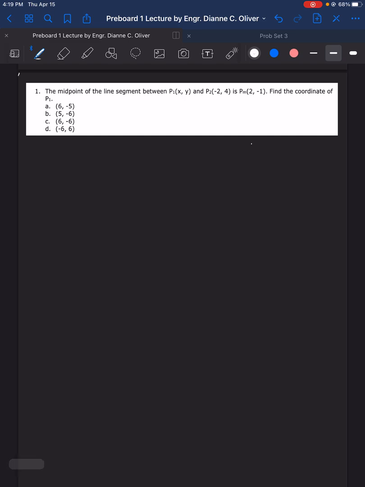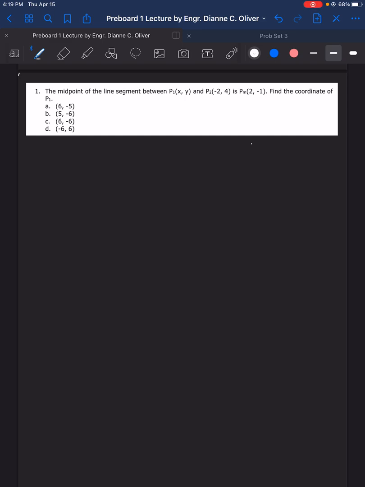The midpoint of the line segment between point 1 (x, y) and point 2 (-2, 4) is P sub m, that is (2, -1). Find the coordinates of point 1. A, (6, -5). B, (5, -6). C, (6, -6). D, (-6, 6).